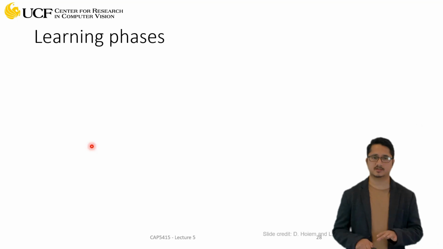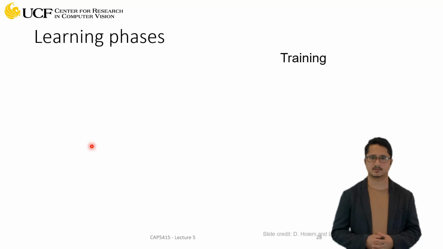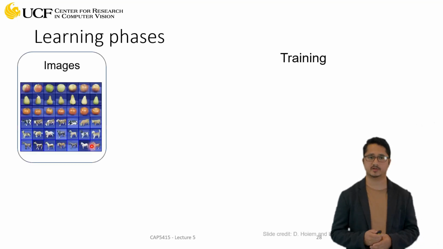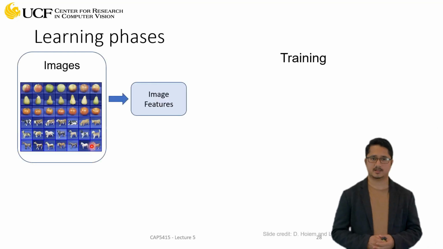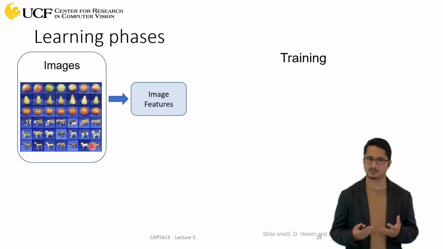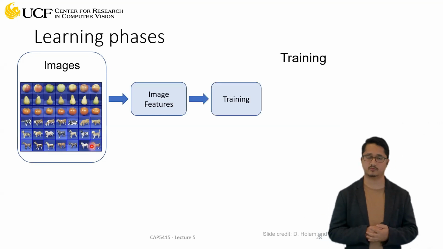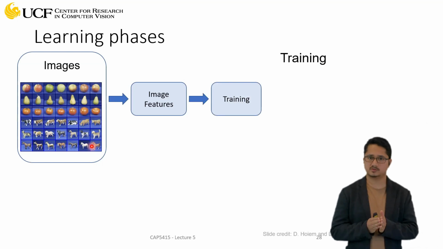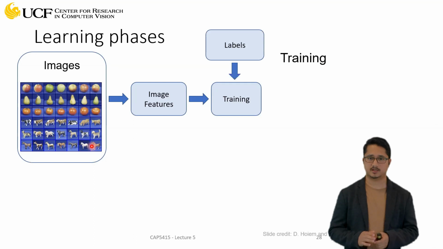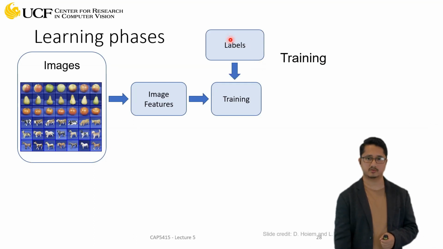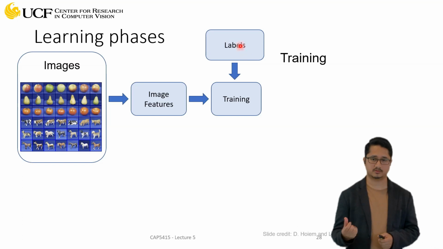Now let's try to understand the different learning phases when we are training those models on the training data. So these will be your training images, and you will extract some kind of features from these images. We'll talk about how to extract those features. Don't worry about that right now. Once you have those features, you will train your model. So that's called model training. And the way you train your model is you need some kind of labels. That's also called ground truth, which will help you in training your model.